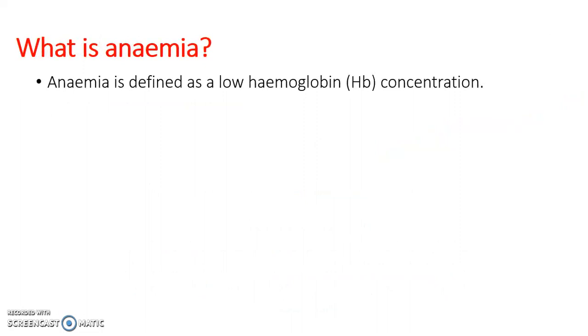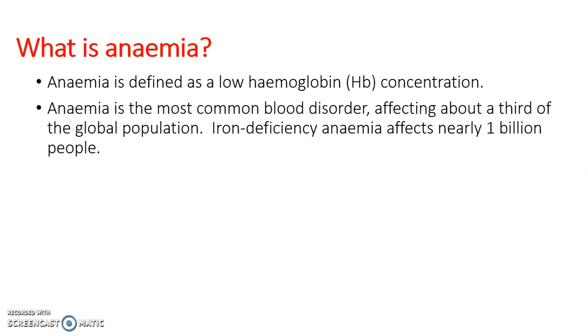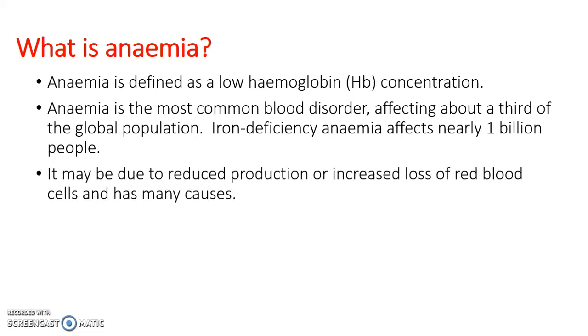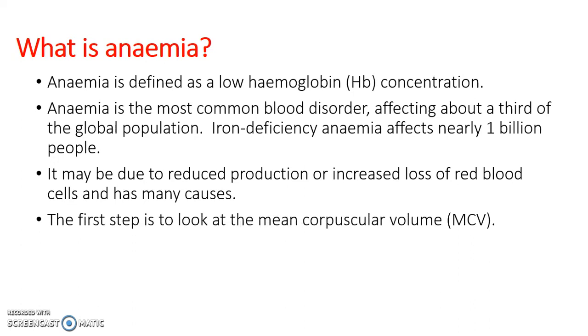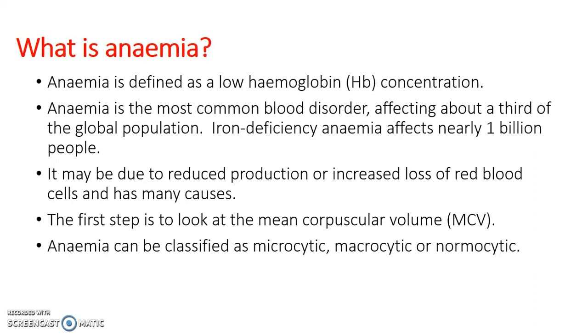Okay, anemia is defined as a low hemoglobin concentration. Anemia is the most common blood disorder affecting about 1/3 of the global population. It may be due to reduced production of red blood cells or increased loss of red blood cells, and it has many causes. The first step when classifying anemia is to look at the mean corpuscular volume, so the MCV. Anemia can be classified as microcytic, macrocytic or normocytic.